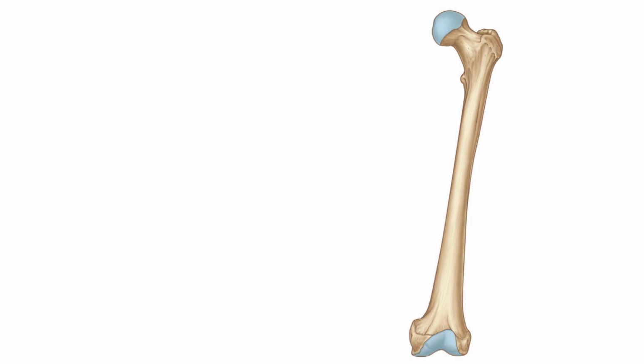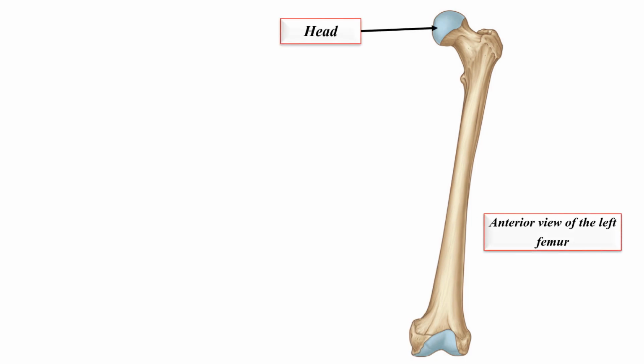This is the anterior view of the left femur. This is the head of the femur. It is a rounded head. The head of the femur is directed upward, medially, and slightly forward. This is the neck of the femur. It connects the head to the shaft. The neck of the femur proceeds upwards, medially, and slightly forward.